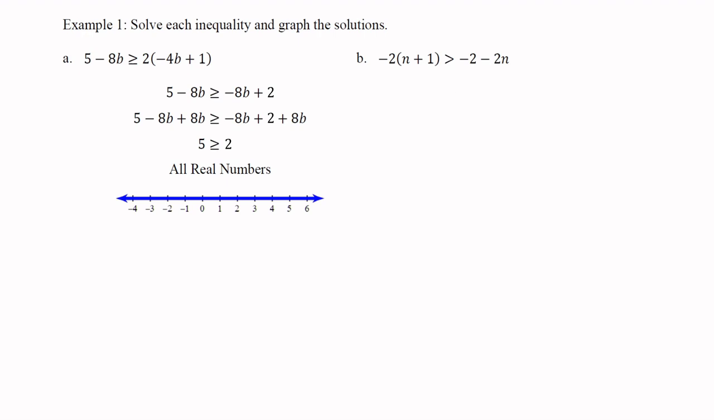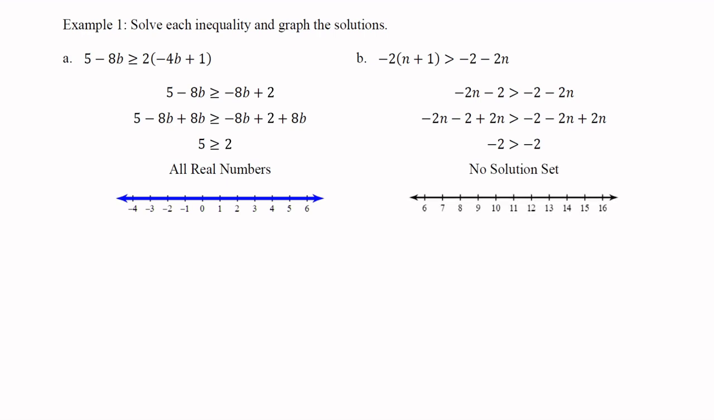Now for B, again, we have to distribute our -2, and then we are going to add 2n to each side, and that cancels out our variable, and we end up with -2 is greater than -2. Well, that's a false statement, so we have no solution set. What do you do with the number line when you have no solution set? You leave it alone. You do not shade anything.